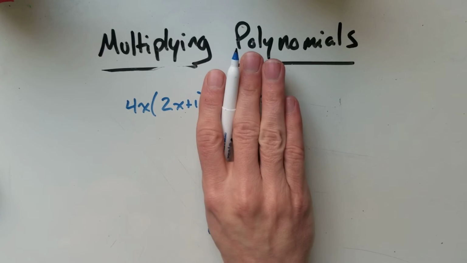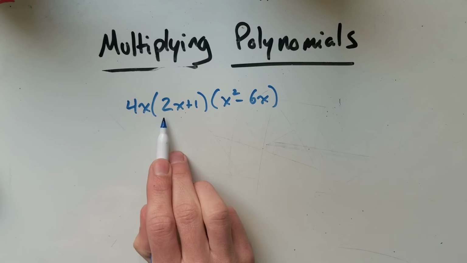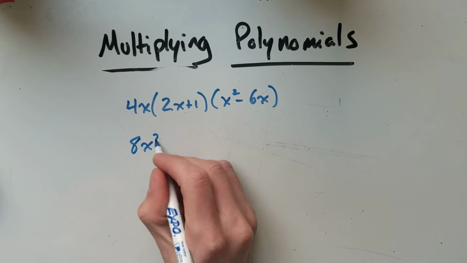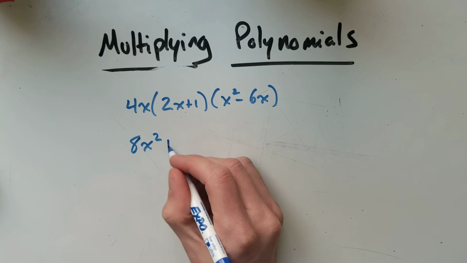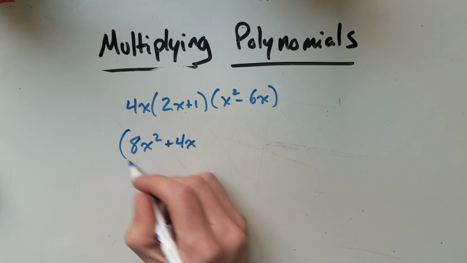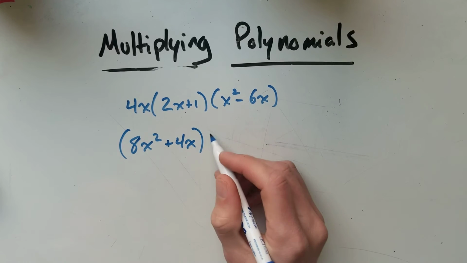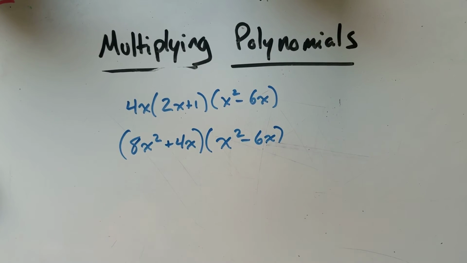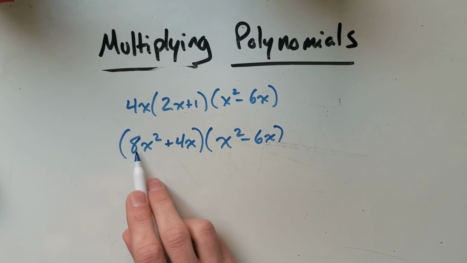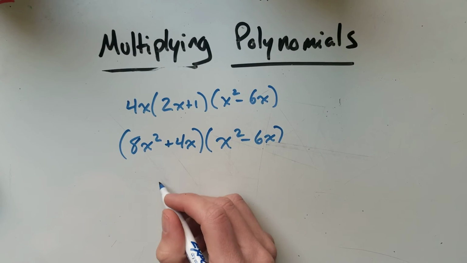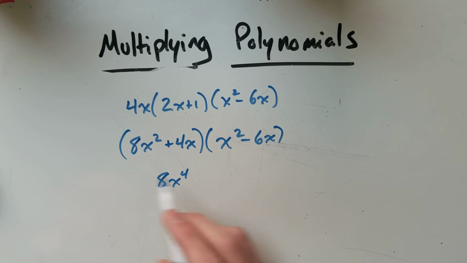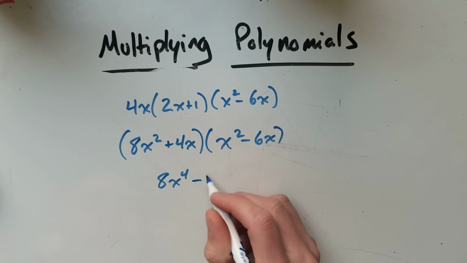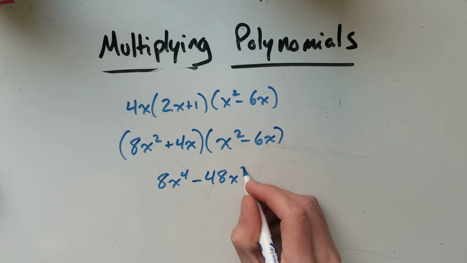So first I'm going to ignore this part and just focus on the 4x times the 2x plus 1. 4x times 2x gets you 8x squared. 4x times 1 gets you 4x. So this would be after you multiply these two together. And we haven't touched this other binomial yet. And now we're just multiplying two binomials. So 8x squared times x squared, we should get 8x to the fourth. 8x squared times negative 6x is negative 48x to the third.